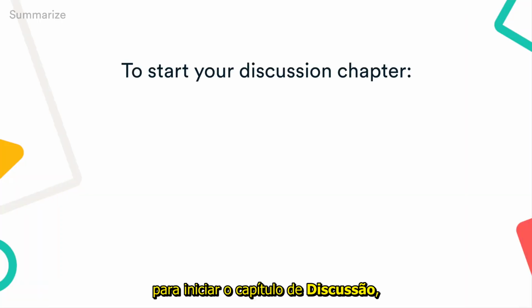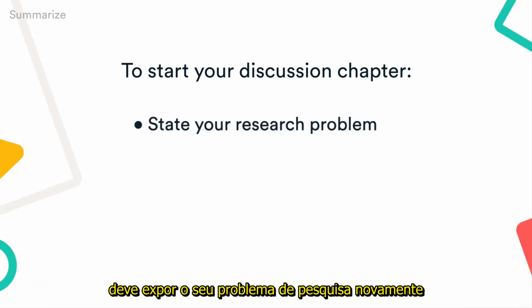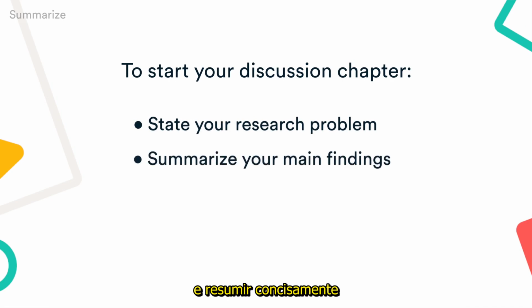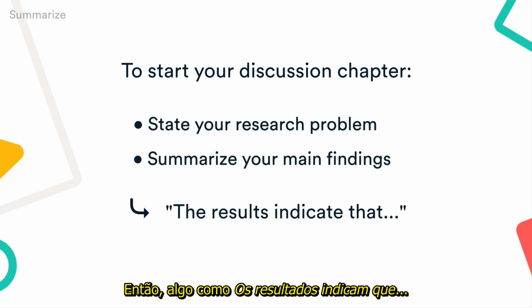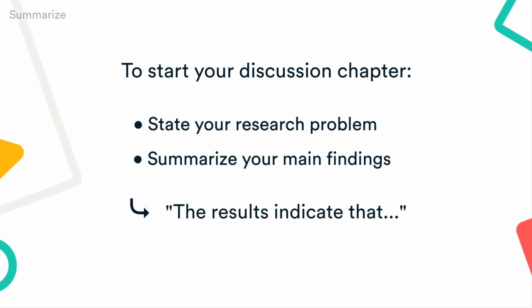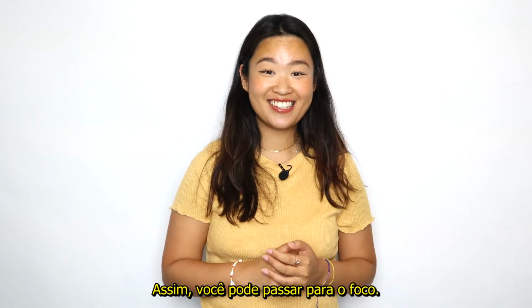Now, to start your discussion chapter, you should state your research problem again and concisely summarize your main findings in a paragraph. So something like, the results indicate that. Then you can move on to the focus.